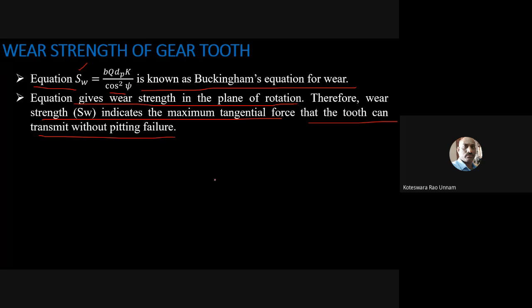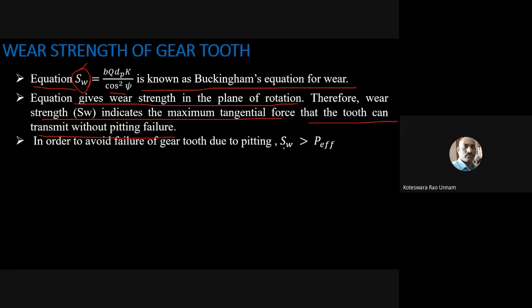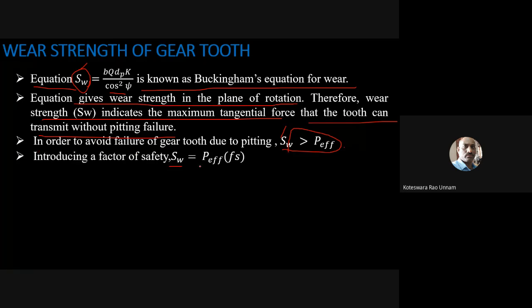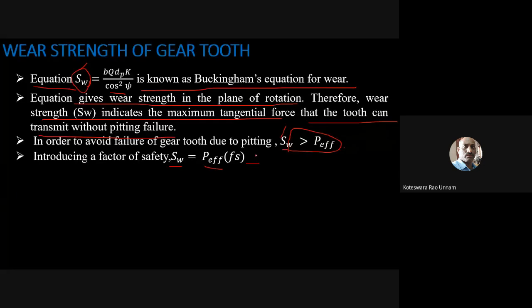Therefore, to avoid that pitting failure, the wear strength should be more than your effective force, P effective. That is the condition you need to use. In order to avoid failure of the gear tooth due to pitting, your wear strength should be greater than the effective force. If you want to introduce the factor of safety, then your wear strength should be P effective into Fs. So this is how you can design helical gears, either based on beam strength or wear strength.